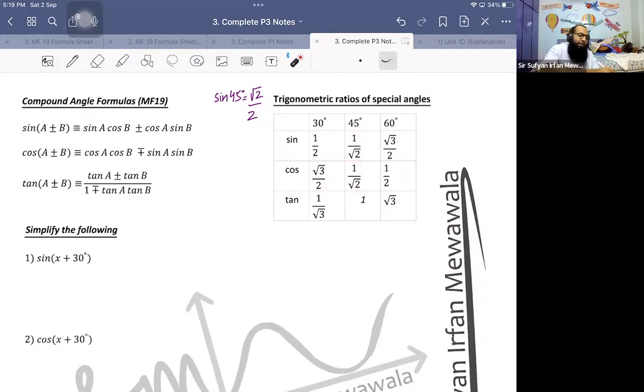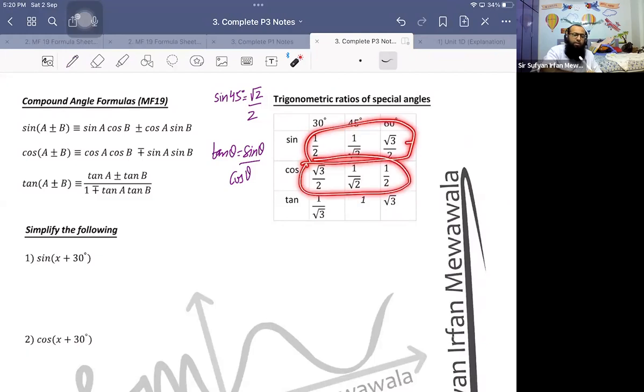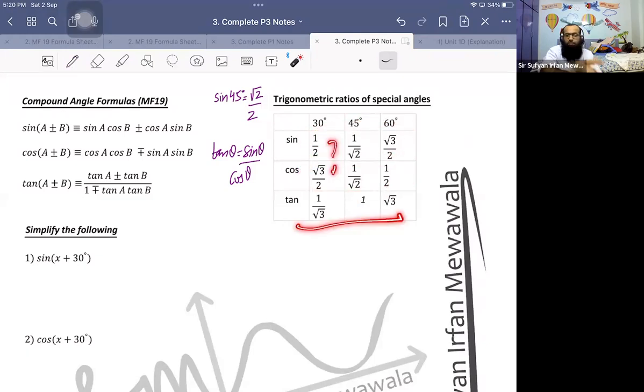Then we know that tan is sine over cos. Tan theta is sine theta over cos theta. So if you are going to divide 1 over 2 by root 3 upon 2, then 2 and 2 will get cancelled and we'll get 1 over root 3. Then 1 over root 2 divided by 1 over root 2 will give us 1. Then root 3 over 2 divided by half will give us root 3. So if you remember one of the lines, then reversing the order will give us the cosine line, and then dividing the sine and cosine lines will give us the tan line.